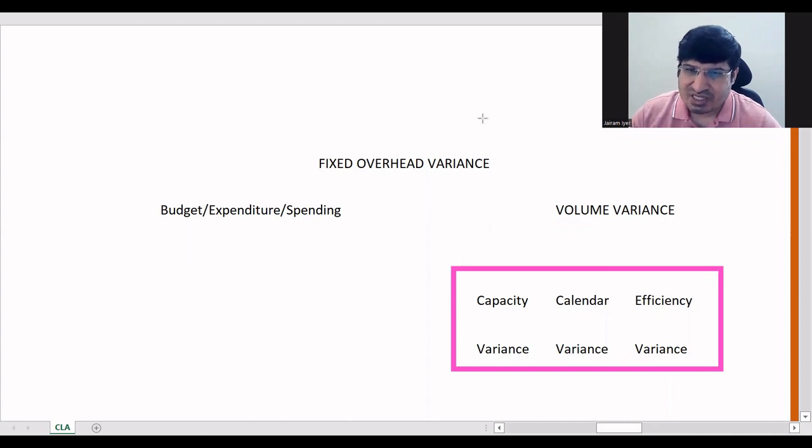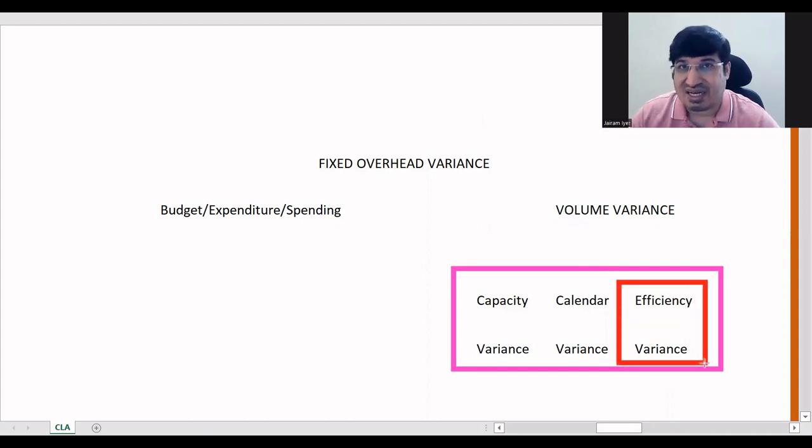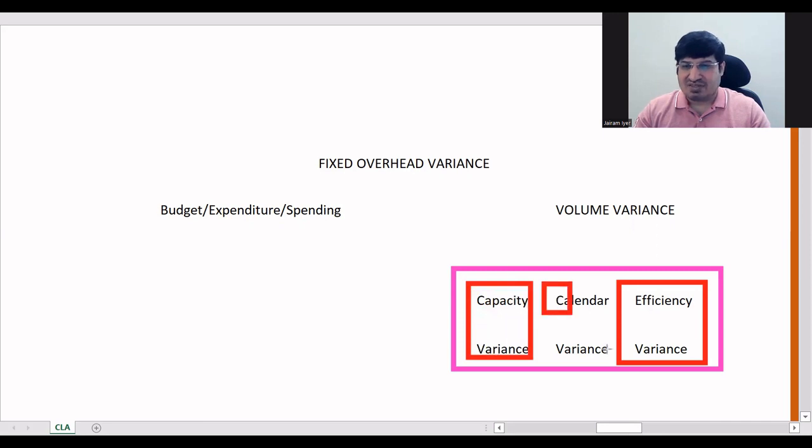ठीक है, फर्स्ट थिंग इज जस्ट रिमेंबर लास्ट जो है, ऑल द वेरिएंसेस वी हैव एनालाइज्ड, वेरी लास्ट इज व्हाट? एफिशिएंसी वेरिएंस इज द वेरी लास्ट. ठीक है, सो लास्ट इज द डिफरेंस बिटवीन द फर्स्ट टू. इतना याद रख लेना. ओके, लास्ट वन इज डिफरेंस बिटवीन फर्स्ट टू. So efficiency variance is 1 minus 2. Okay, and the other two will be, this will be 2 minus 3, this will be 3 minus 4.